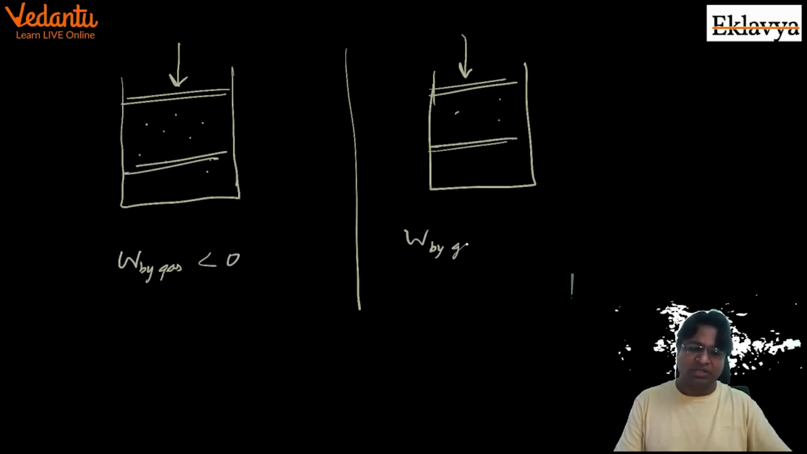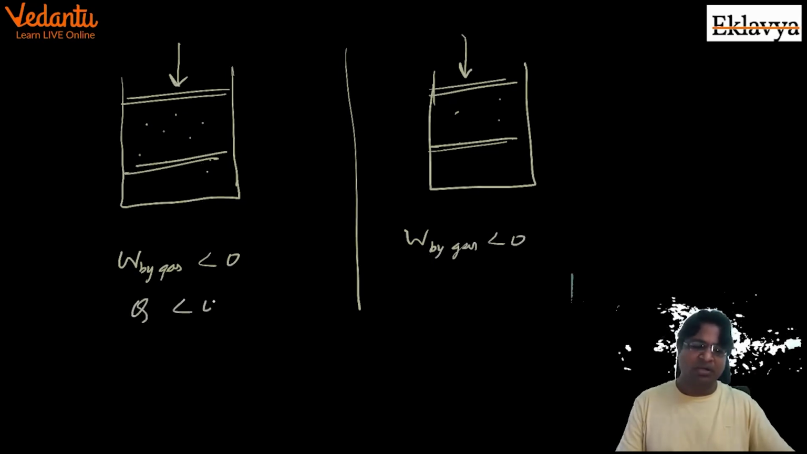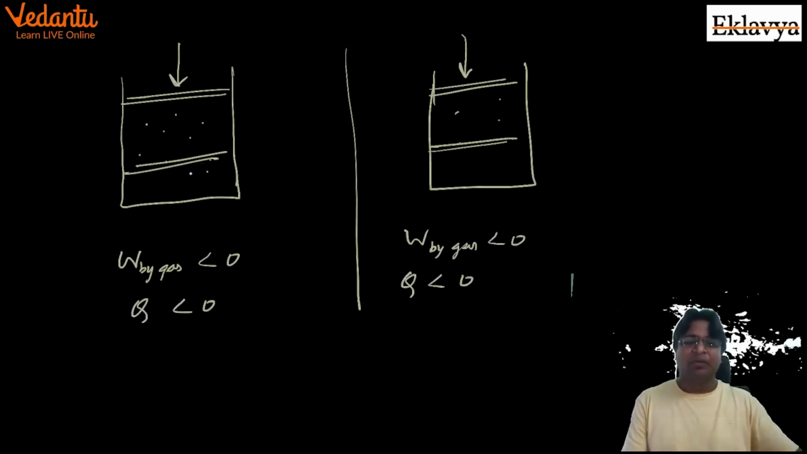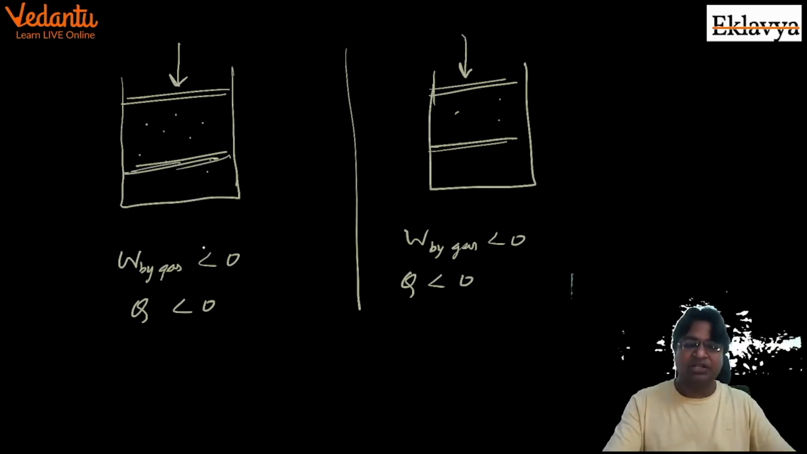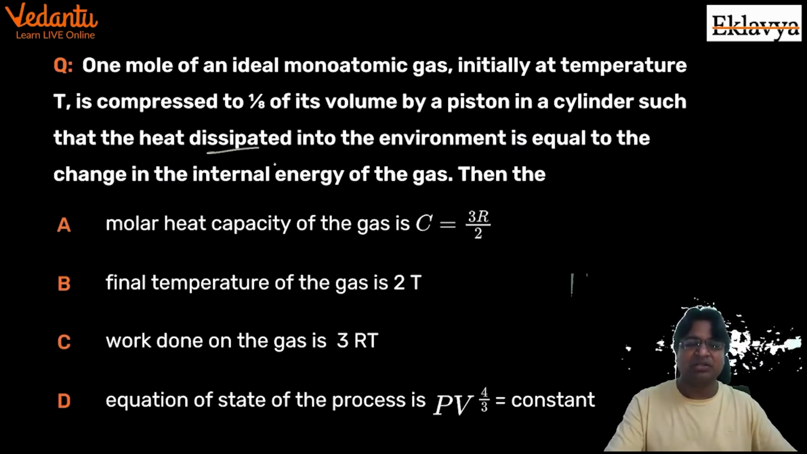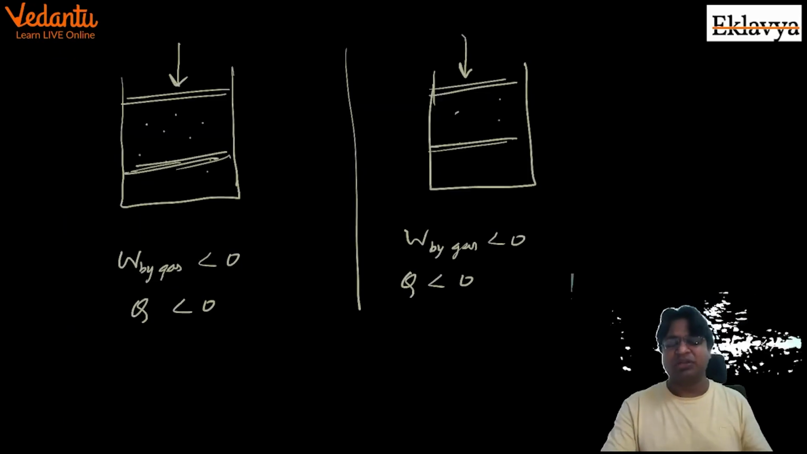Work done by gas is going to be negative in both, and in both we are assuming that heat supplied to the gas is negative. That means gas has rejected the heat. Now what I'm not sure is whether the internal energy increased or not. The question says that the heat rejected is same as the change in internal energy. It doesn't say increase or decrease, and of course change also means one thing, that final minus initial, but I'll just keep both the options open and think about them.